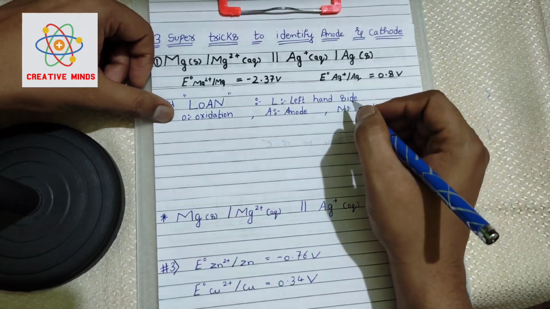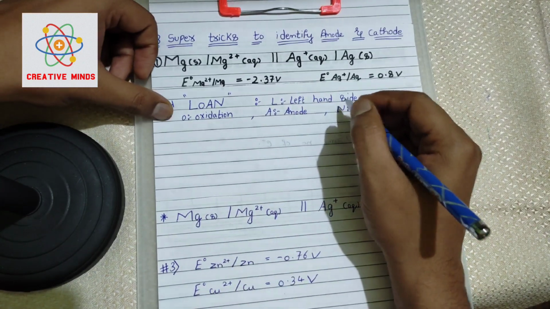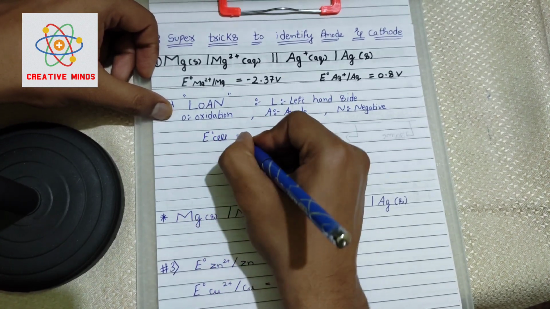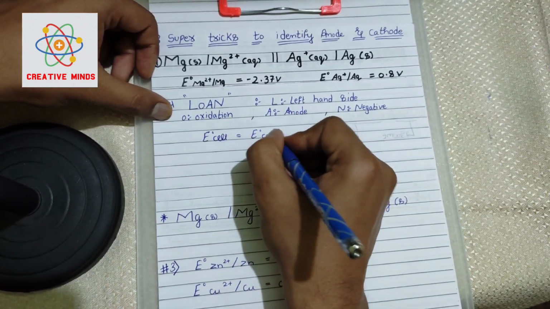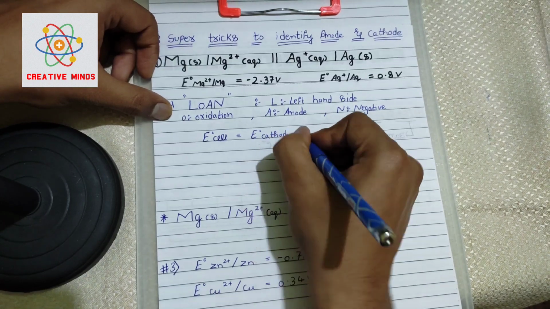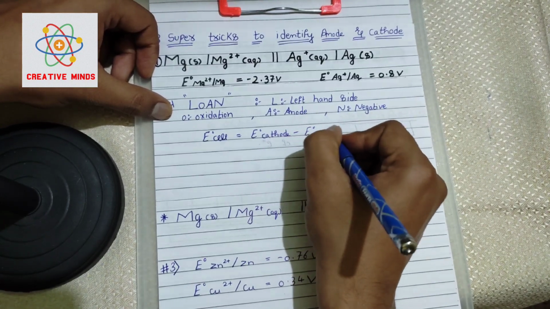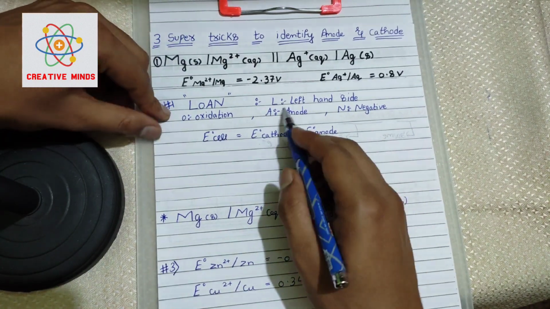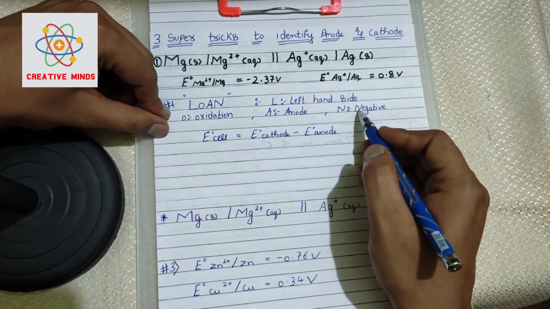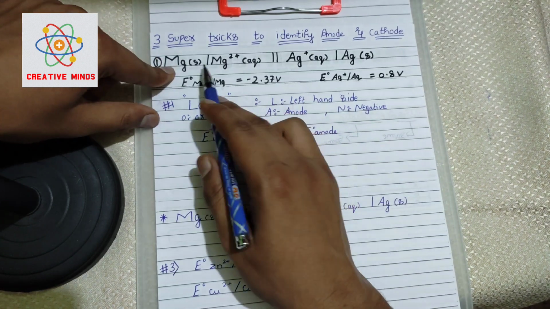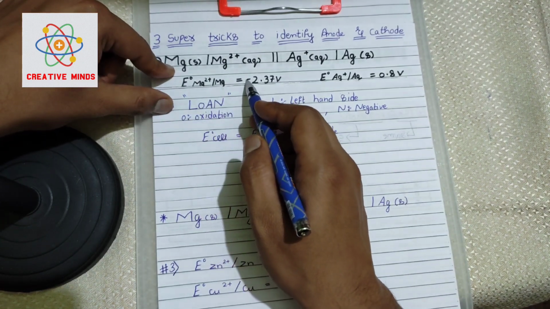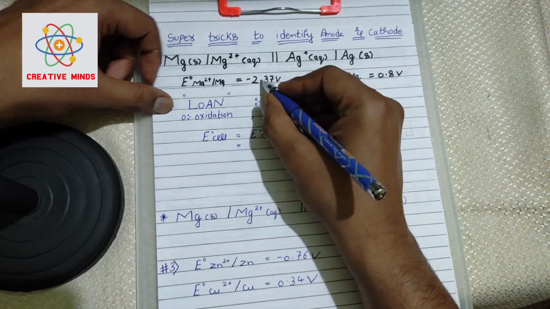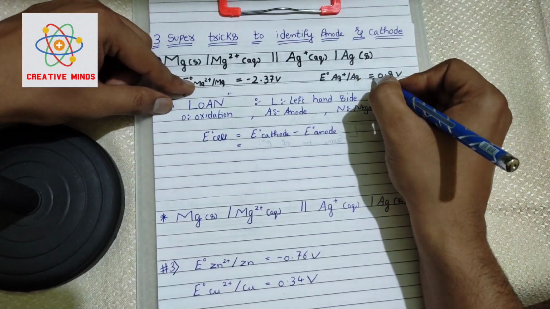They are asking us to find the standard potential, the EMF, E naught of the cell. What is the formula for E naught of the cell? E naught of cathode minus E naught of anode. Now which is the anode? It will be on the left hand side, and its sign is negative. As you can see, this is on the left hand side and it is negative, so obviously this will be your anode. And if this is the anode, then this will be your cathode.